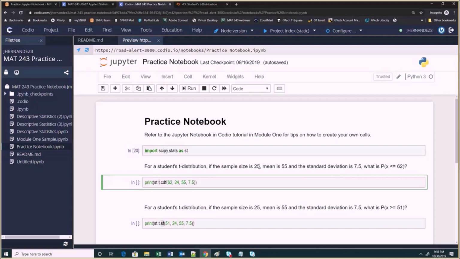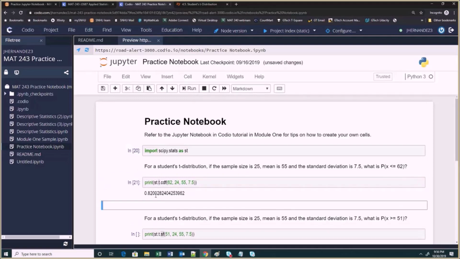Previously, when we did the normal distribution, we sort of assumed that we had either a very large sample or that we were considering the actual population of the data. So in this case, we're using t. So let's now run this. Here's the answer that we get.